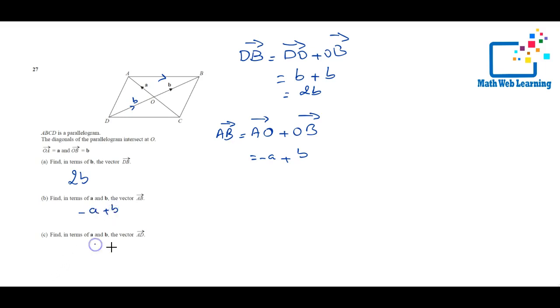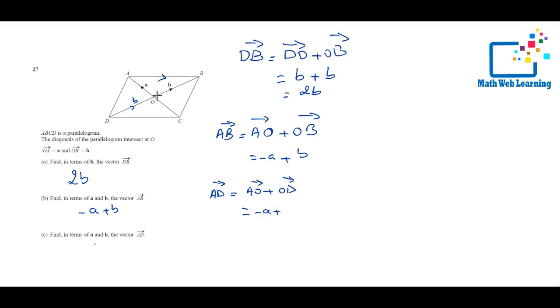Find in terms of a and b the vector A to D. Where is A to D? How do I get from A to D? Let's do that. So A to D. Again, same thing. I need to do A to O, and then plus O to D, all right? So A to O, again, is similar to this. It's opposite to my given vector in the diagram. It's the opposite. So it's going to be minus a.